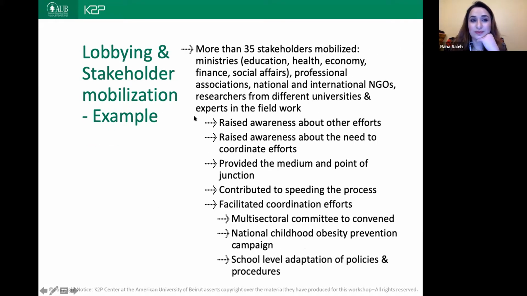As an outcome, we had more than 35 stakeholder meetings and lobbying mobilized from different ministries, professional organizations, universities, researchers, and so on. And you can't imagine the importance of lobbying itself in those meetings and raising awareness from those meetings. So just the lobbying fact raised awareness of the different efforts that were taking place.